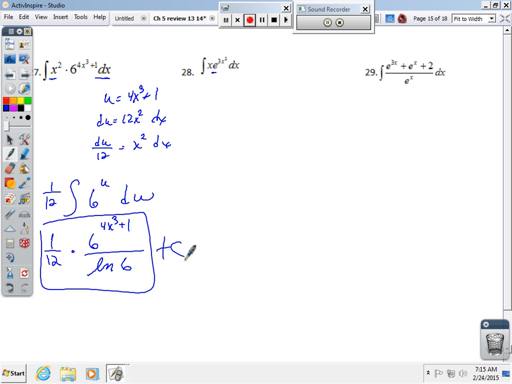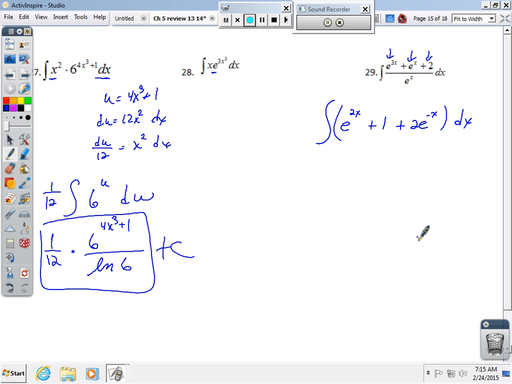Yeah, plus c. All right, 29. I'll skip over to 29. The easiest way to deal with 29 is to rewrite each one of the terms in the numerator over e to the x. So if I do that, I'm going to get an e to the 2x, because I'm subtracting exponents, plus a 1 plus a 2e to the negative x dx.